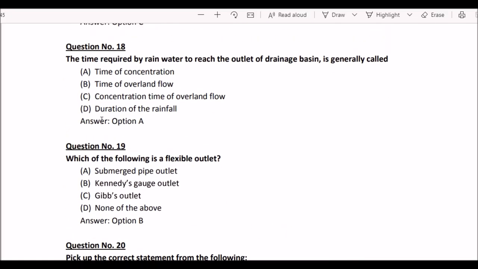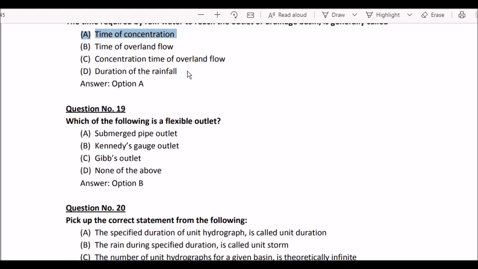The time required by rainwater to reach the outlet of a drainage basin is generally called option A. Time of concentration. Option B. Time of overland flow. Option C. Concentration time of overland flow. Option D. Duration of the rainfall. And right answer here is option A. Time of concentration. Next question.